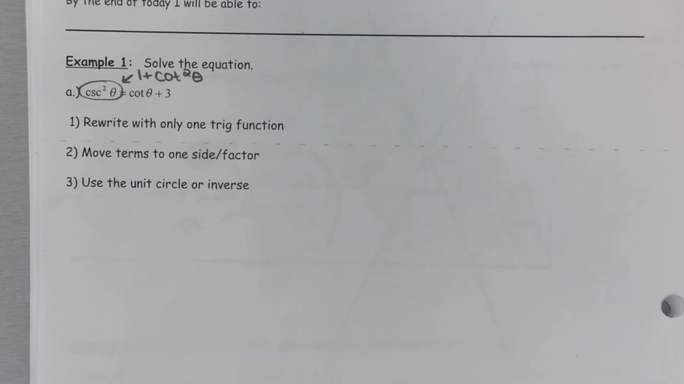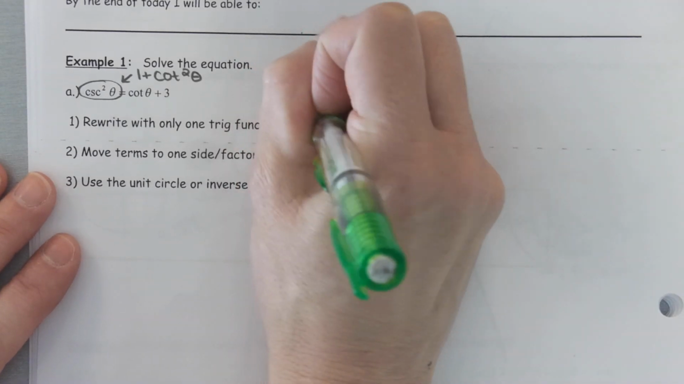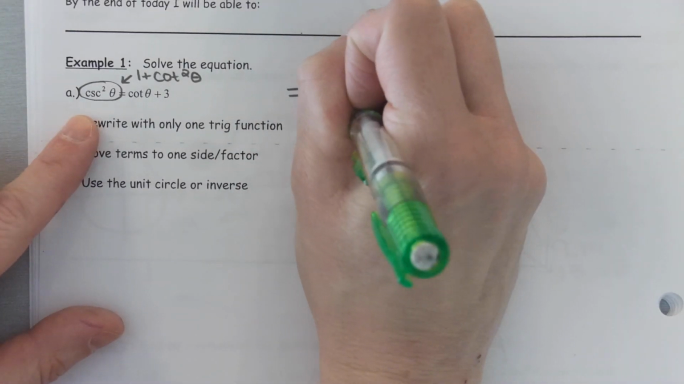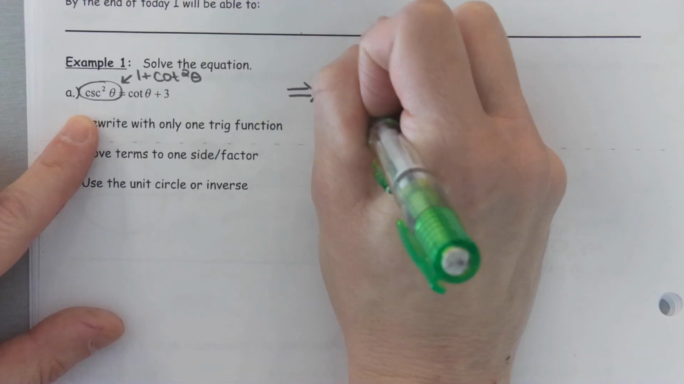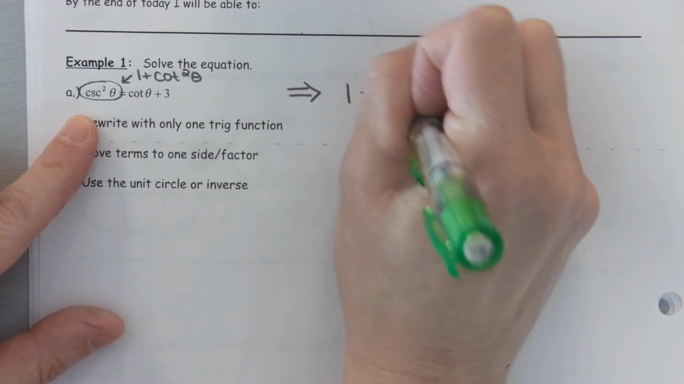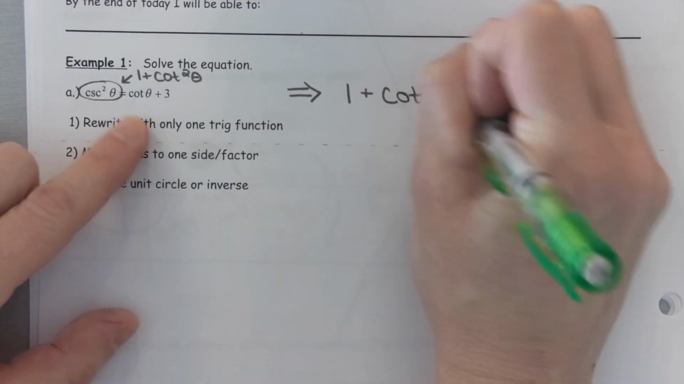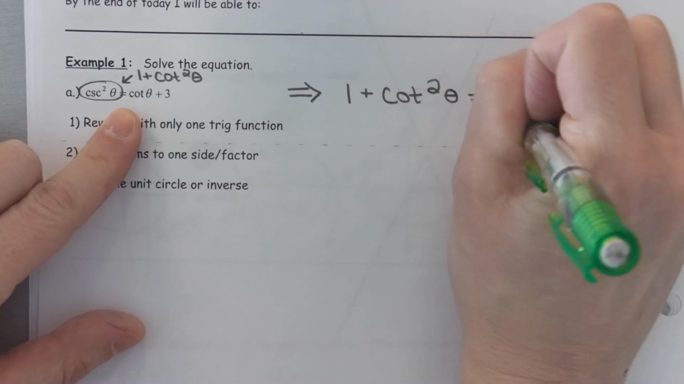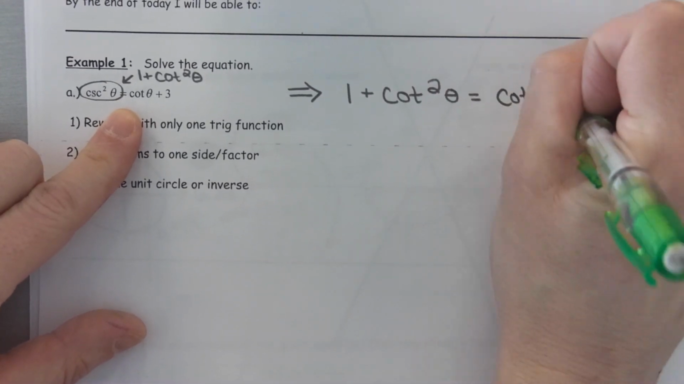We want to at least be talking in the same realm, because having two different trig functions is very problematic. So the first thing you want to do is get everybody in the same boat. So we're all cotangent, or we're all cosecant, or we're all something. And again, this is where you might go back to 7.1 and use some of those. So on the left, I have 1 plus cotangent squared theta equals, on the right, I have cotangent theta plus 3.